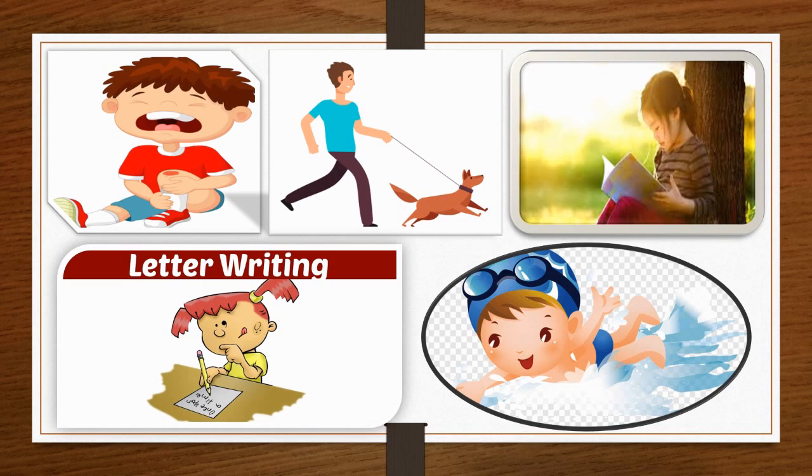The first picture is a boy crying who has got hurt. The second picture is of a man who is taking his dog to walk. And the third picture is of a girl reading a book. The fourth picture is a girl writing a letter. And the fifth picture is of a boy swimming. So now from these 5 pictures, you have to frame 5 sentences and then underline the adverb in that sentence.